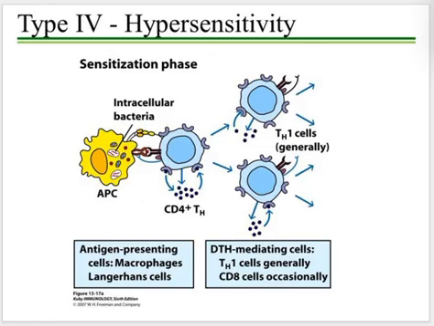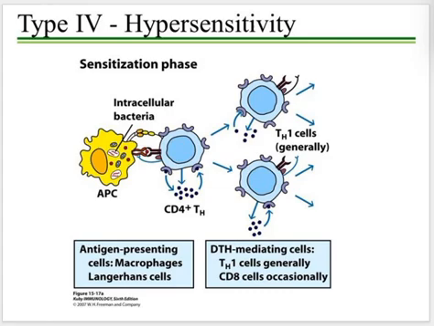In the sensitization phase of type 4 hypersensitivity, antigen-presenting cells like macrophages or Langerhans cells process intracellular bacteria and present their antigens to helper T cells. This interaction activates Th1 cells and sometimes CD8 cells, which become the mediators of delayed type hypersensitivity. This step sets the stage for the immune system to respond more aggressively upon subsequent exposures, emphasizing the cellular basis of this reaction type.